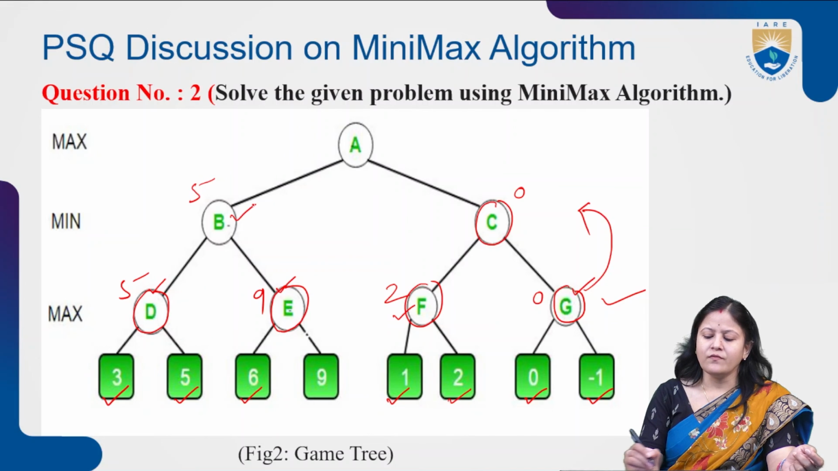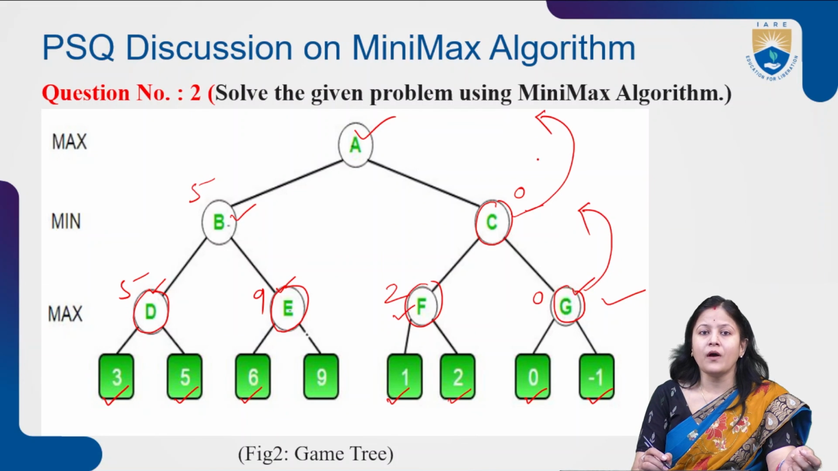Now we got these two also. Now again the process will move one step up. How to find out? A is a max player. So minus infinity gets compared with 5 first. So 5 is maximum. And then 5 and 0 gets compared. Again 5 is maximum. So we got 5 here.